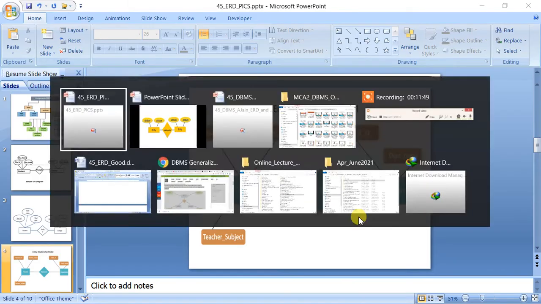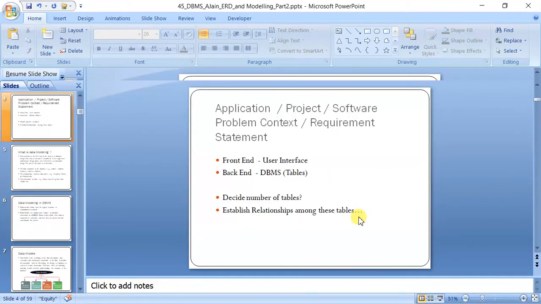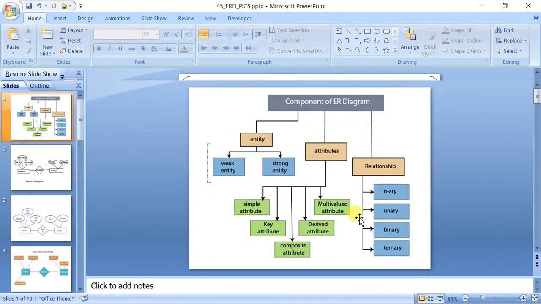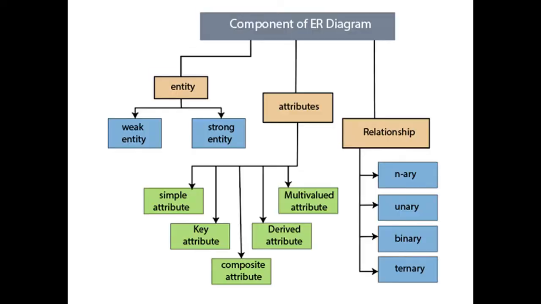Now let us see in detail what an ER diagram is made up of. This chart is very useful. It will tell you that an ER diagram is made up of these main components. Okay, you have entity, you have attributes, and you have relationships. These are the components of an ER diagram.